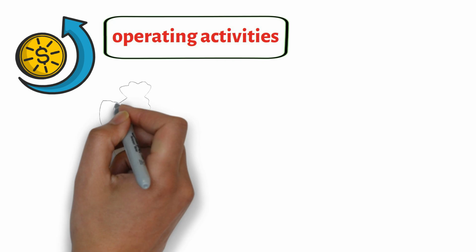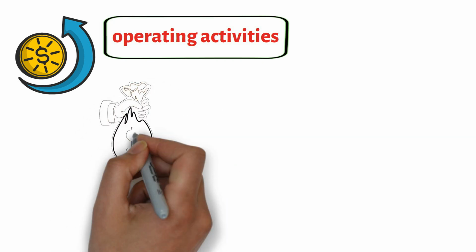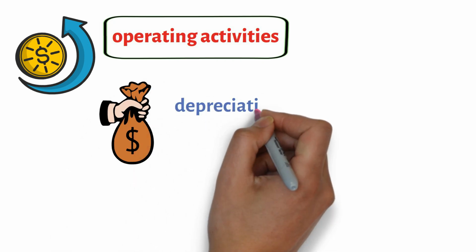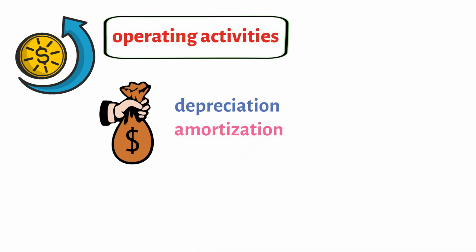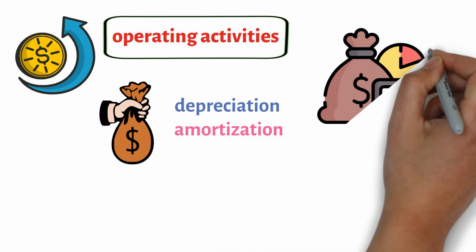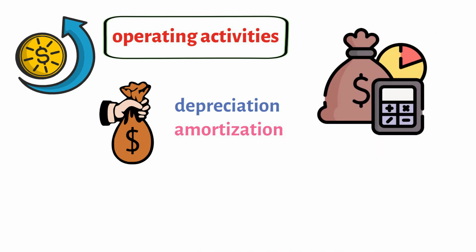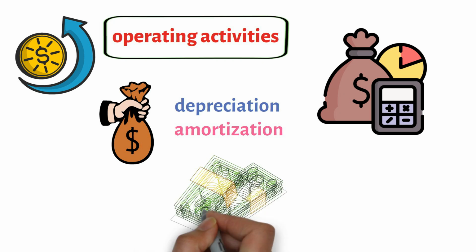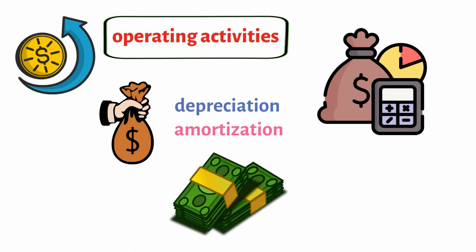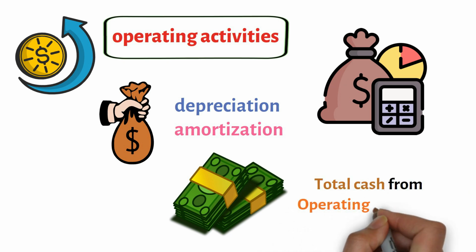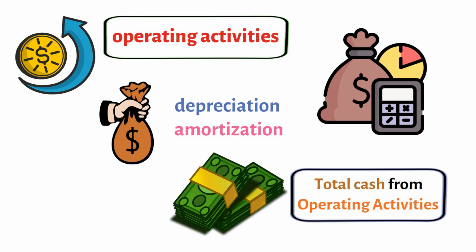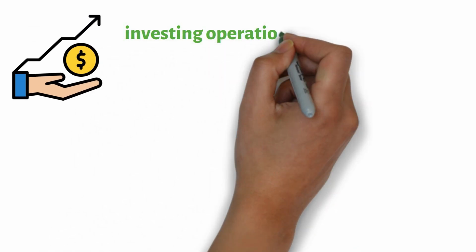This area starts with net income and then adds back in depreciation and amortization. Though these are real expenses from an accounting point of view, they don't eat up any cash, because they represent cash that was eaten up years ago. What we end up with is total cash from operating activities. Next is cash flow from investing operations.